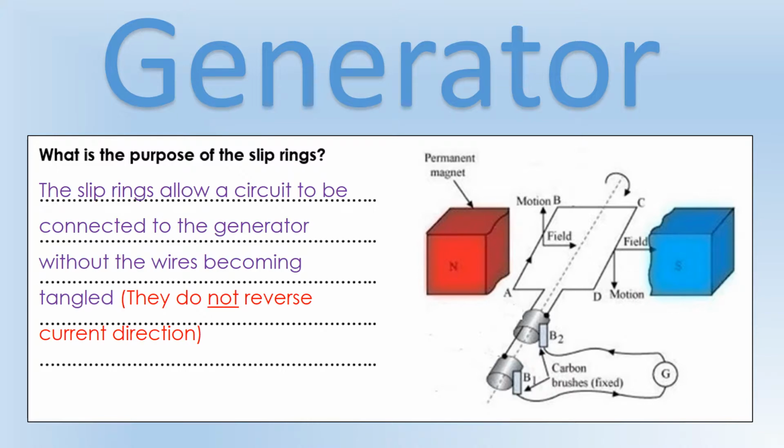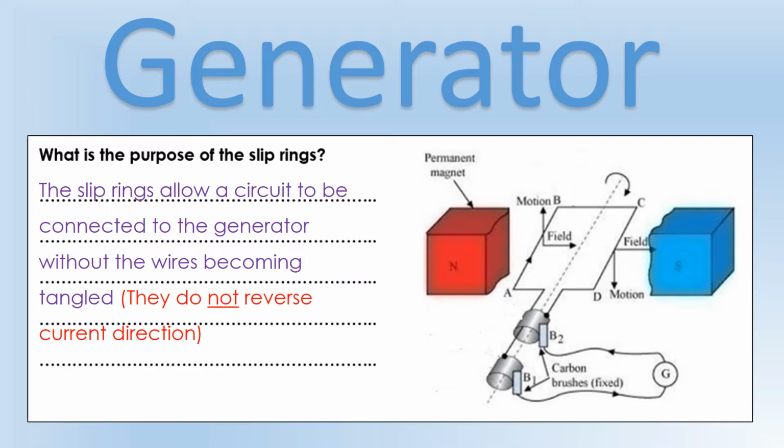So slip rings are a complete ring. There's no gap in the ring. So slip rings allow you to connect the generator to a circuit without the wires becoming tangled. So what you have is this wire will just follow this cylinder around and maintain a connection. This one will just follow the cylinder around and it will maintain a connection. So it's a way of having a stationary circuit connected to a moving device. But here's the key difference: they do not reverse the current direction. They're just there to give you a better connection to the circuit. That's all we use slip rings for.